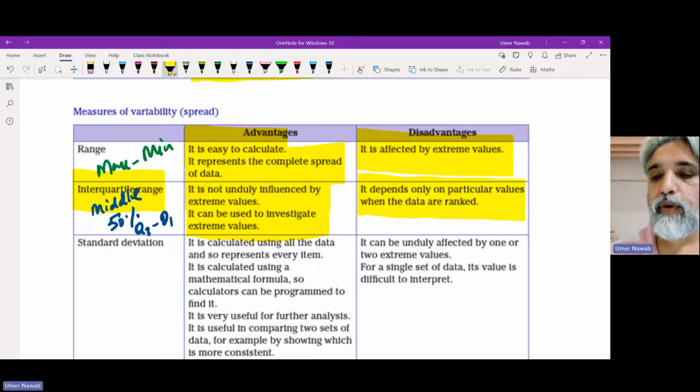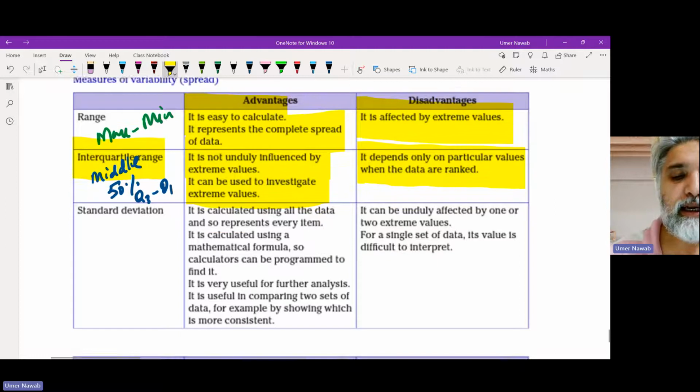It depends only on particular values when the data are ranked. Same as the median, where the median was 50%, the lower quartile is 25% and the upper quartile is 75%. Once you calculate the lower quartile and upper quartile, you cannot give any information about other values. So they are isolated values. They are not giving you any further information contained in the data.